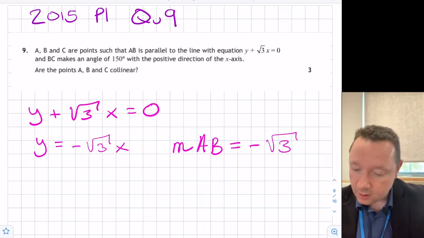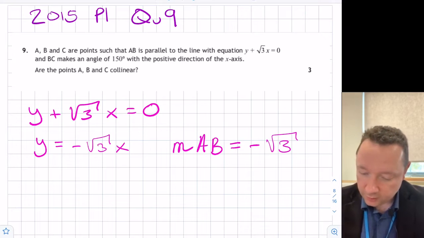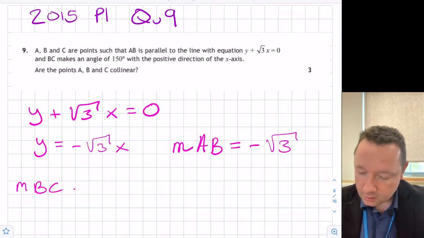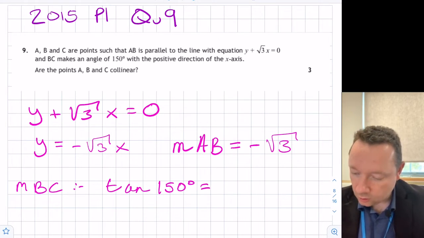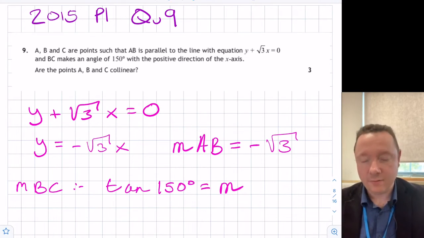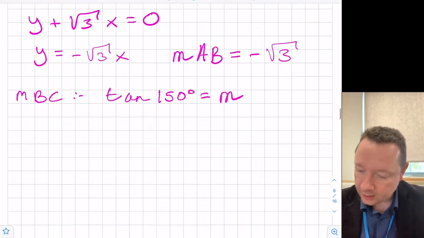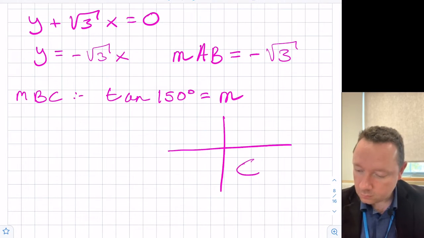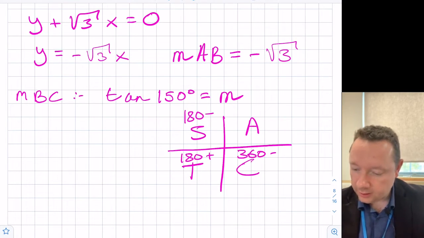The second part says, and BC makes an angle of 150 degrees. So looking at the gradient of BC, we've got the tan of 150 degrees is equal to our gradient. Now, 150 degrees is not an exact value, but it is related to an exact value. So if we draw a CAST diagram, then that's 180 minus, 180 plus our angle, and 360 minus. If we look at this one here, 180 minus 150 is 30, so it's related in that point.